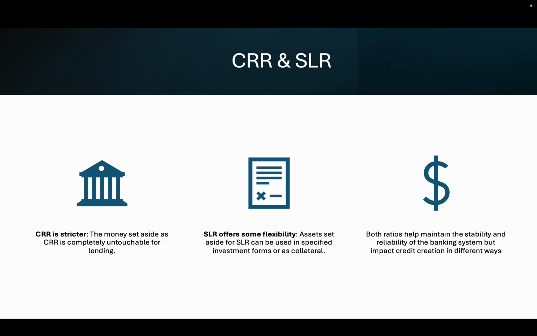Now imagine RBI increases CRR and SLR. What will happen? Banks have less money to lend, loans become harder to get, and the economy will slow down. But on the other hand, if RBI reduces CRR and SLR, banks can lend more, businesses borrow easily, and the economy will speed up. So both CRR and SLR are like the brakes and accelerator of the banking system.